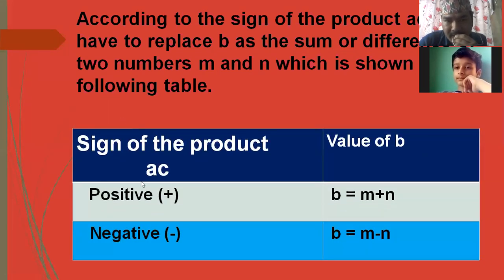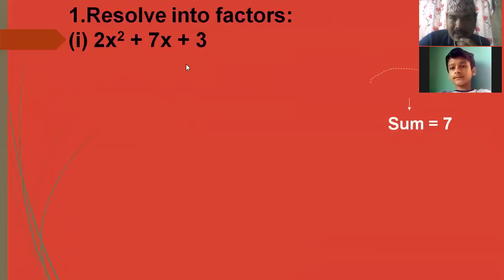Look here, in this table, as I told you, when you multiply a and c, if it comes positive, we find b by adding the two numbers m and n. Similarly, when the product of a and c is negative, then we find b by subtracting m and n. Okay, so I want to show you this in an example. Look here, in this question.